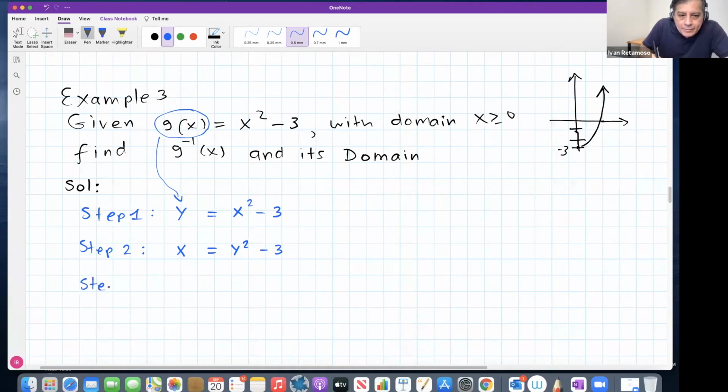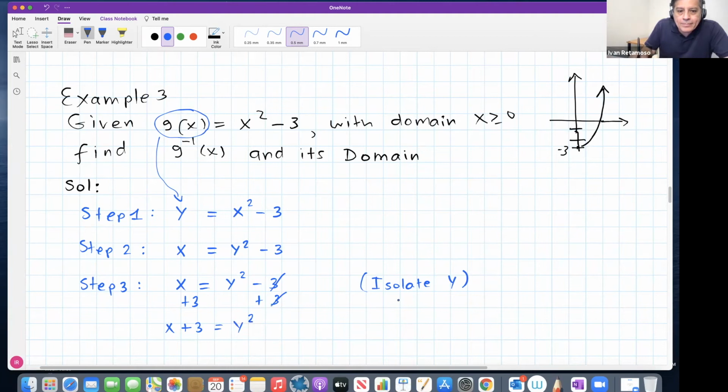Step three, the longest step, says isolate y. Get y by itself. So we have x equal y squared minus 3. We're going to get this y by itself. For that, I'm going to start by adding 3 to both sides of the equation. So this will be x plus 3 equal minus 3 plus 3 is 0, so y squared here.